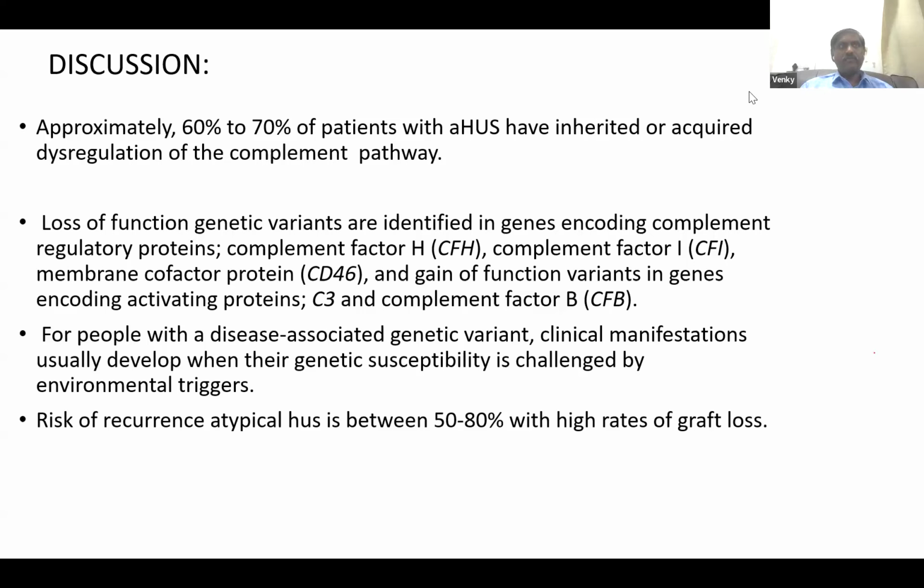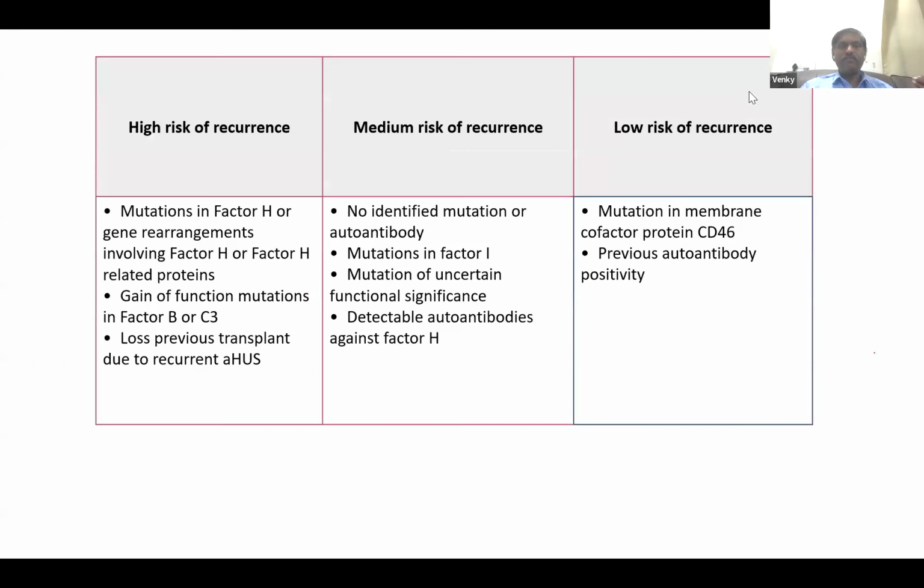So we have to be very careful with this group of patients with high graft loss and high recurrence rate, and we need extra care in these patients compared to normal transplant patients. So the first precaution we need to take is to understand where these patients belong, whether they belong to a low risk, a medium risk, or a high risk of recurrence. This is based upon what they inherit as a genetic defect.